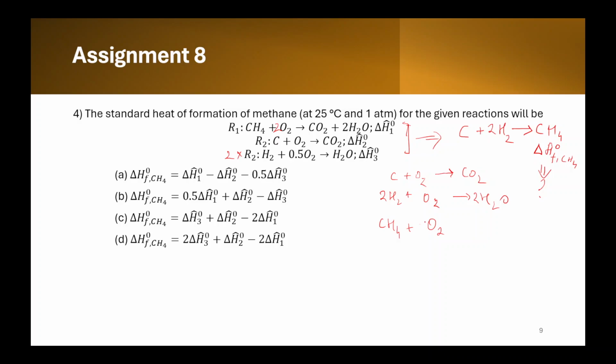So CH4 plus 2. The question was incorrect. This needs to be 2O2. So CH4 plus 2O2 gives CO2 plus H2O. So this plus this minus this. So these will be on the product reactant side. Sorry, C plus 2H2 minus CH4. This will go to this side.